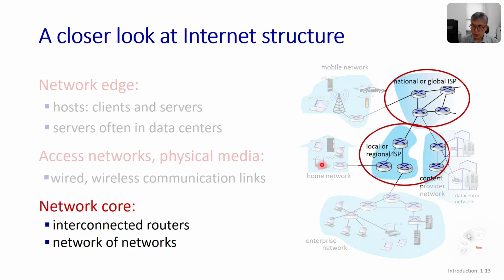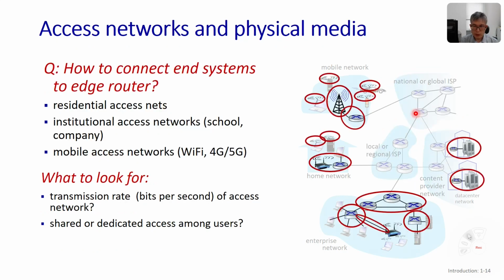The network core is the core network that connects edge or access networks. How do we connect an end system to an edge router? We can use a residential access network or an institutional access network, like a school, a company, or a university. Or we can use a mobile access network like Wi-Fi, wireless LAN, or mobile networks such as 4G LTE and 5G.